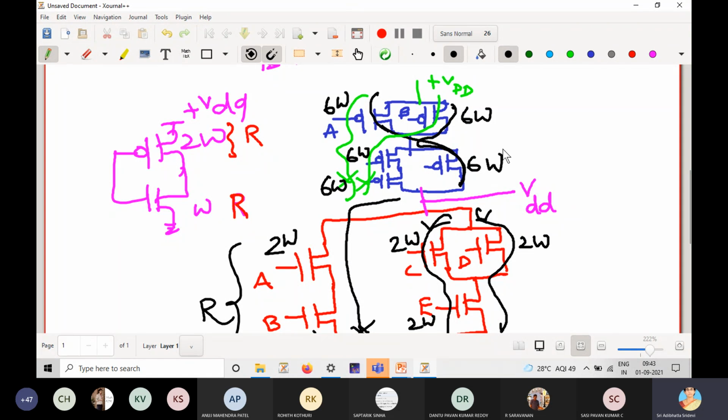I have forgotten these literals. You tell me, what are they? This is CD, right? C, D in series, E in parallel. So this is 6W, 6W, 6W, 6W. So is it clear? Any doubt?